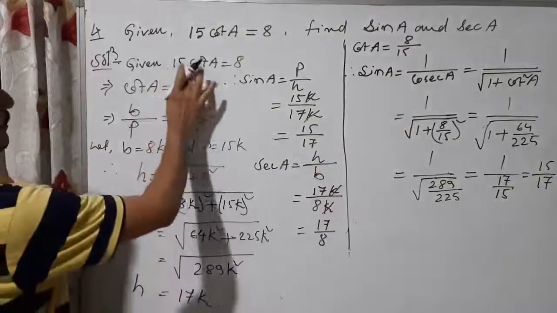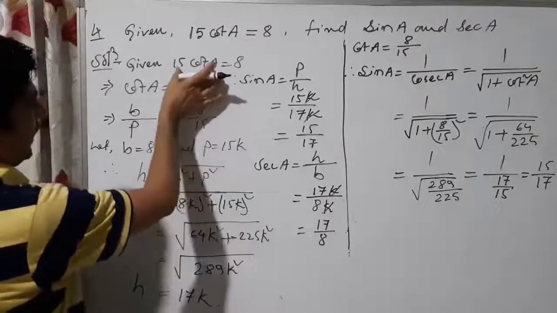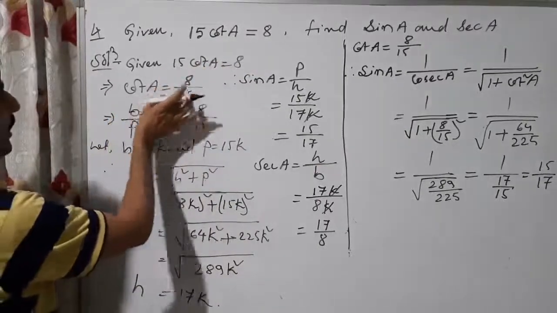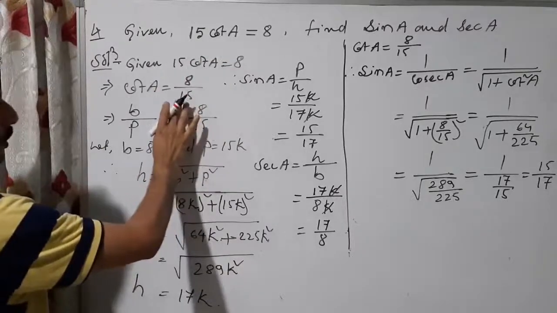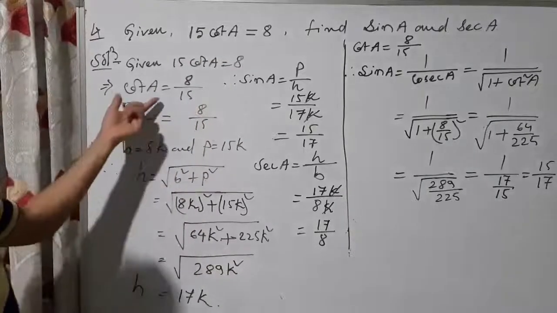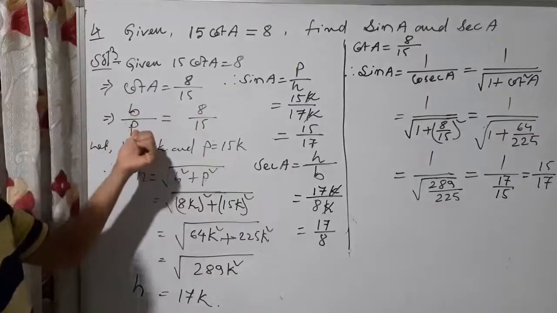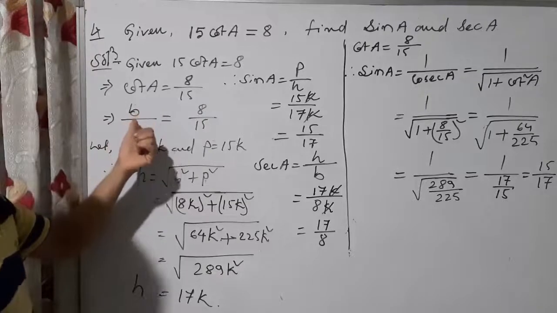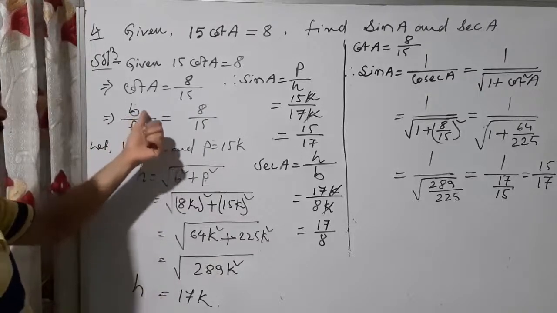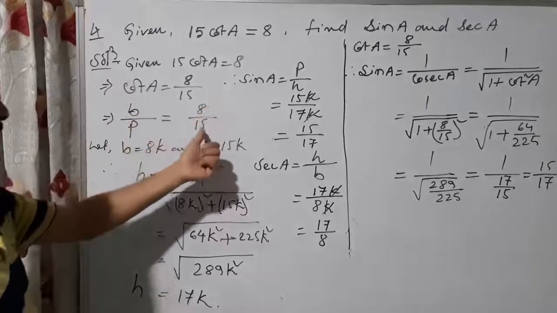Now, what is given here? 15 cot A equal to 8. From the given part we start. So here, cot A equal to 8 by 15. Very simple. Now, cot is what? Base by perpendicular. Cot A is equal to base by perpendicular. First relation. So, cot A is base by perpendicular, 8 by 15.